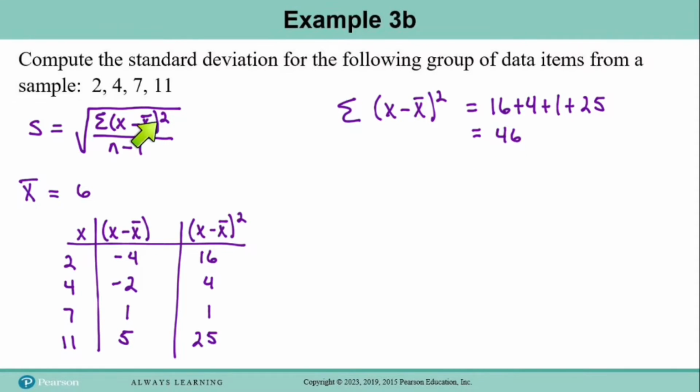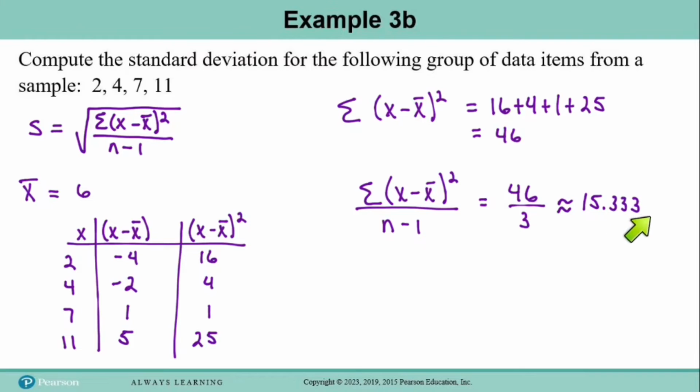And then the next thing after we have our sum is to divide that number by n minus 1. Again, for us, n is 4 because we have 4 numbers in our data set. So we take that sum and divide by n minus 1. 46 divided by 4 minus 1, which is 3. That gives us a decimal value that we will have to round off. So I've written approximately 15.333.